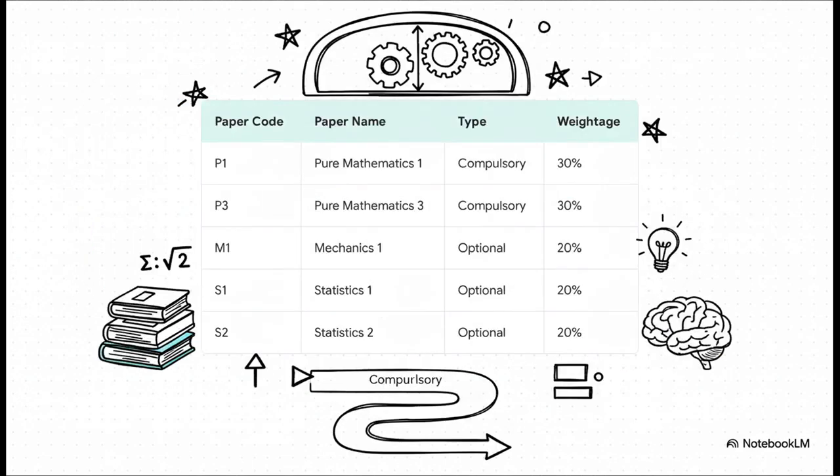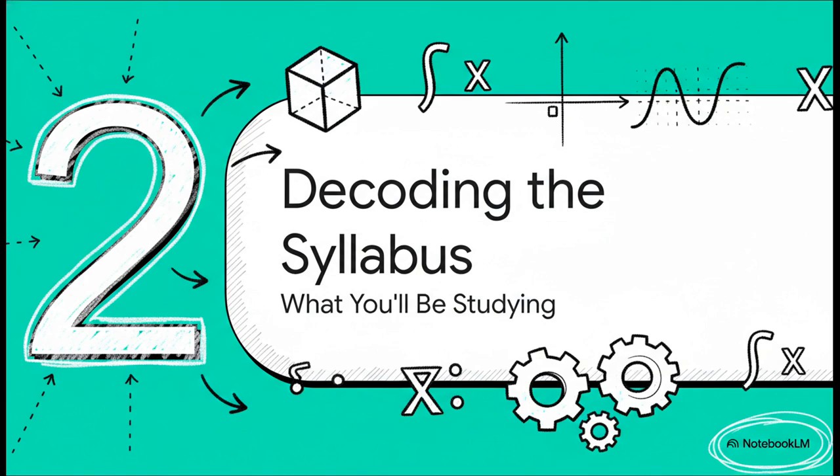And here it is, all laid out in one place. You can think of this table as your cheat sheet for the entire A-level math structure. You've got your compulsory papers, P1 and P3, right at the top, and your optional choices just below. This, right here, is the blueprint you'll be working with. All right, so that's the structure. But what about the actual content?